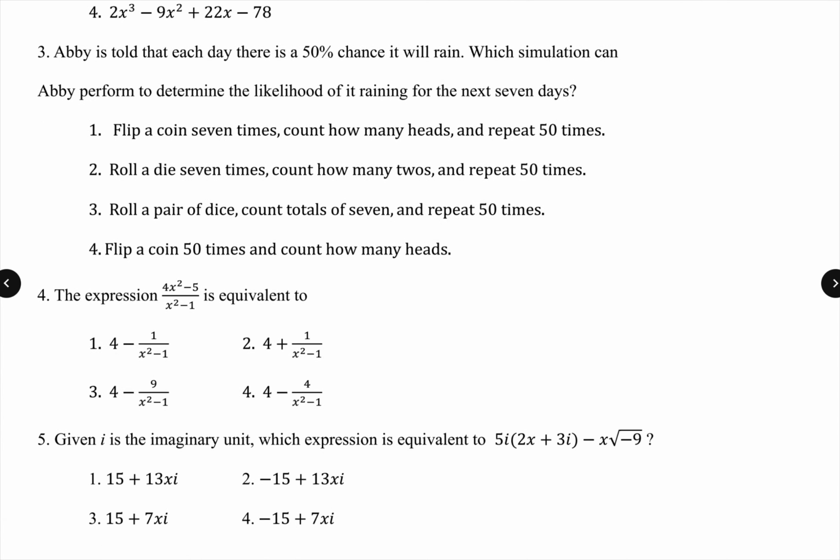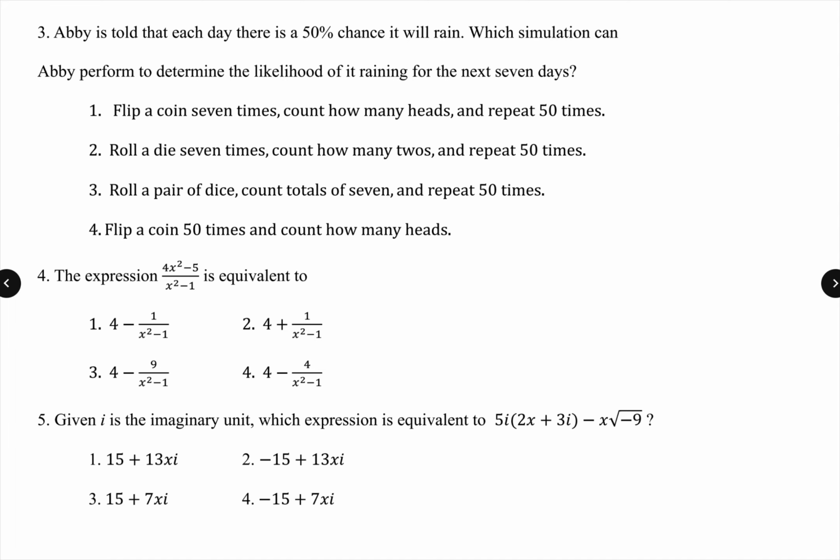Moving on. This one I think is tricky. It says Abby is told that each day there's a 50% chance it will rain. Which simulation can Abby perform to determine the likelihood of it raining for the next 7 days? Keyword here is going to be this word simulation. If you think of any of the stats questions, they always say they're conducting a simulation, they do it a bunch of times, right?